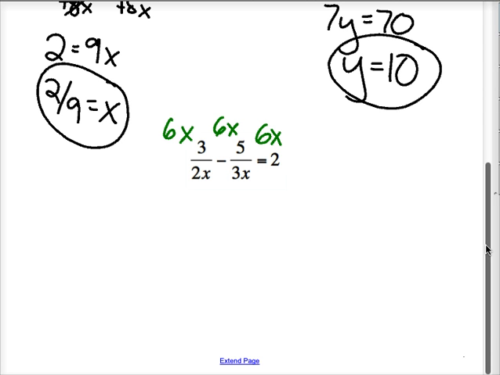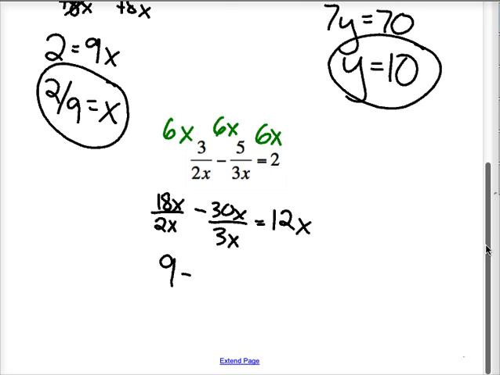Okay, so here, 6x times 3, so that's going to be 18x divided by 2x. 6x times 5 is 30x. Then on this side, we have 12x. Well, now each of those cleans up. 18x divided by 2x, that's just going to leave me 9. 30x divided by 3x, that's just going to leave me 10.